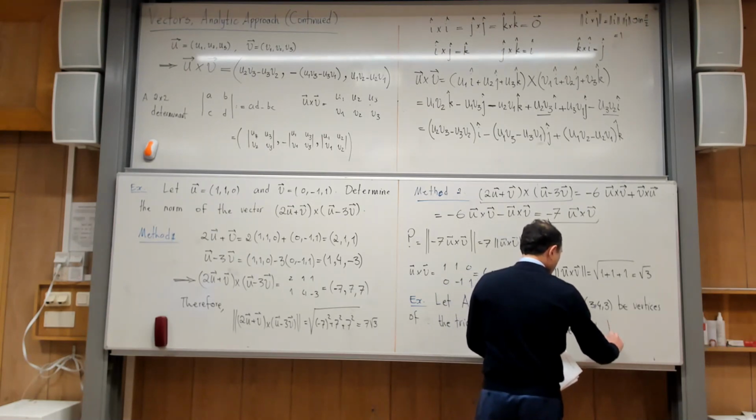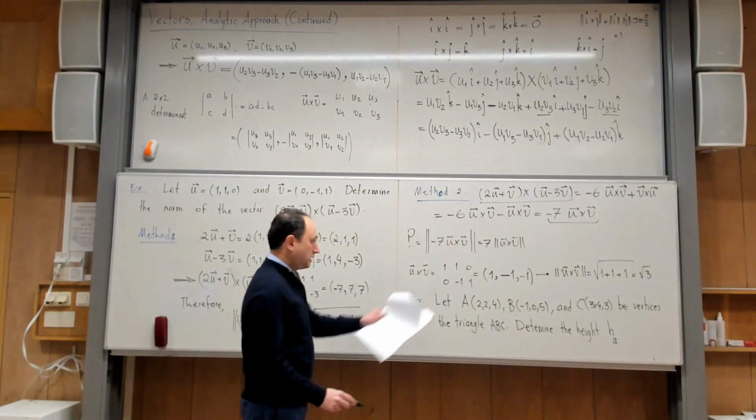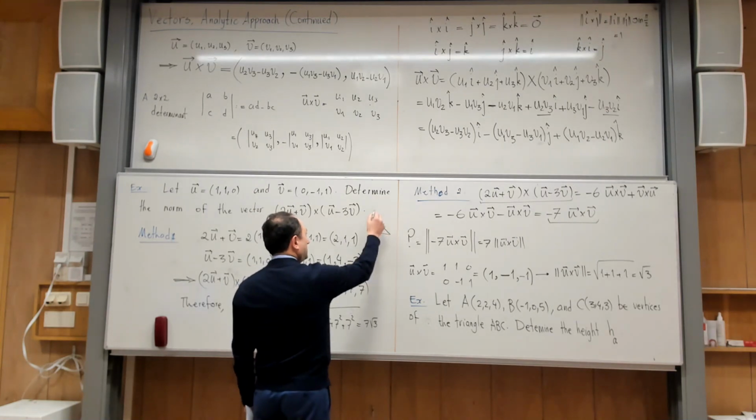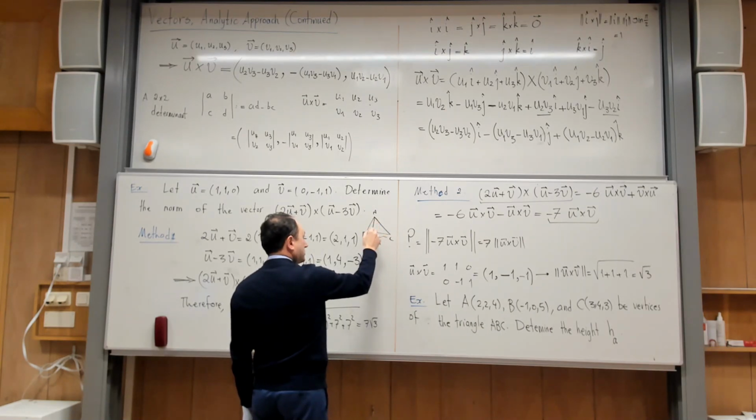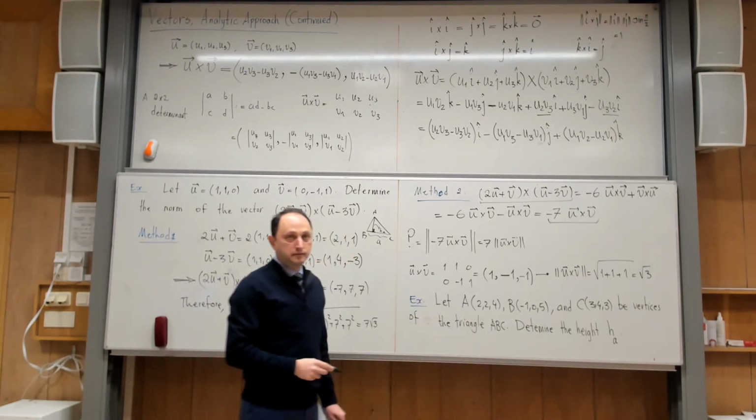Let me write this one. By the way, I think you still remember from the detour to Euclidean geometry, yes? So when I say H sub A, what do I mean? If you have a triangle ABC, I told you it is common to call this A, and the height which corresponds to this is called H sub A. Yes? So we want to find the height.